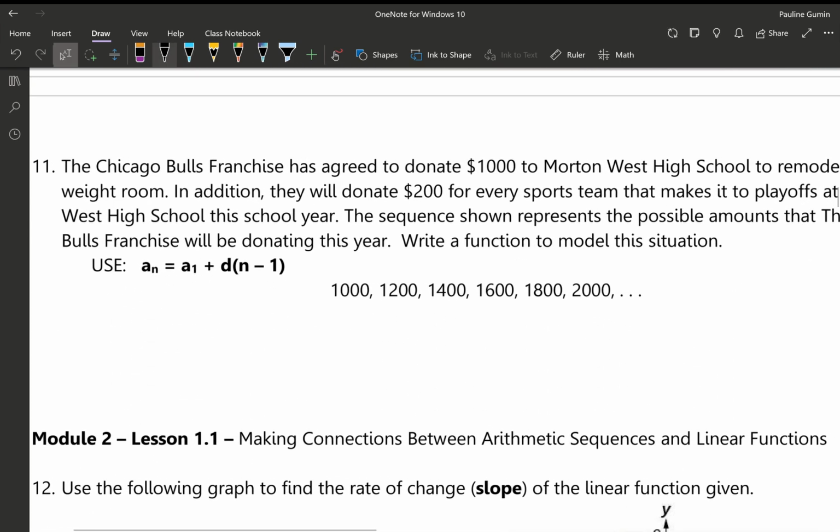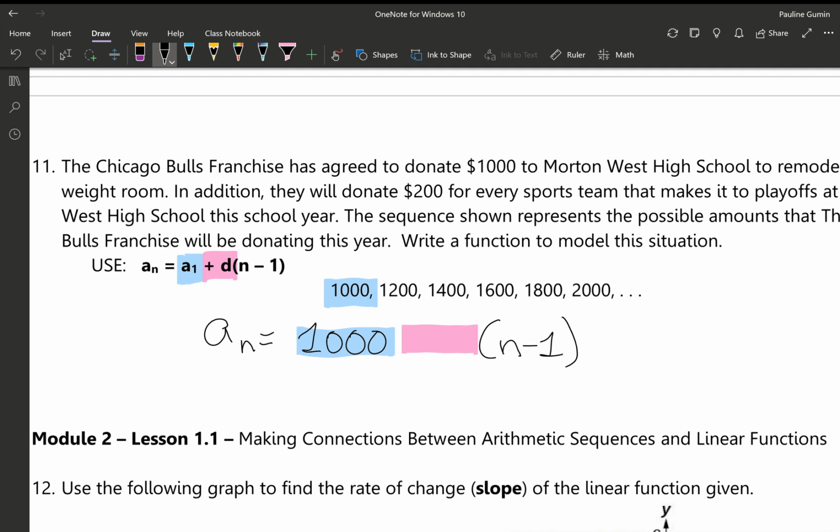All right, so let's see. We start off with a_n. a_1 is our first term, and d is our pattern, and then n minus 1 goes next to it. But let's find out what our pattern is. To get from 1,000 to 1,200 to 1,400 to 1,600, etc., we add 200 each time. And you could have gotten that from here, that they're going to donate 200 each time. And that's where we got our 1,000 from.